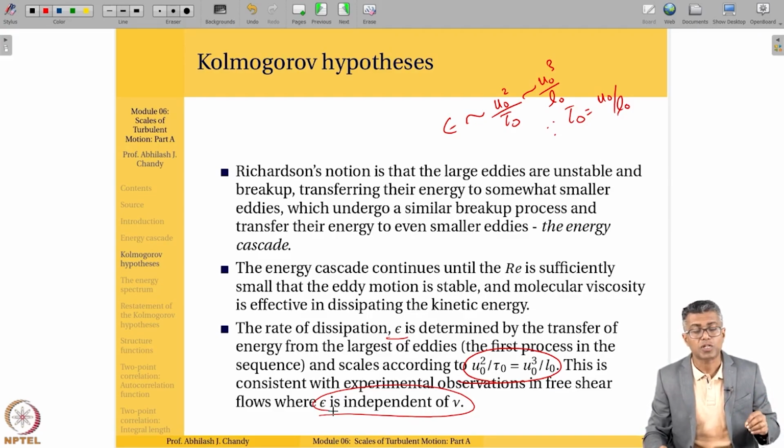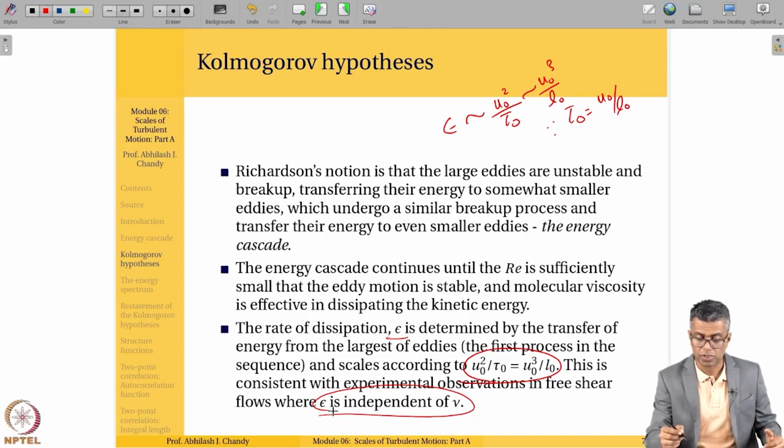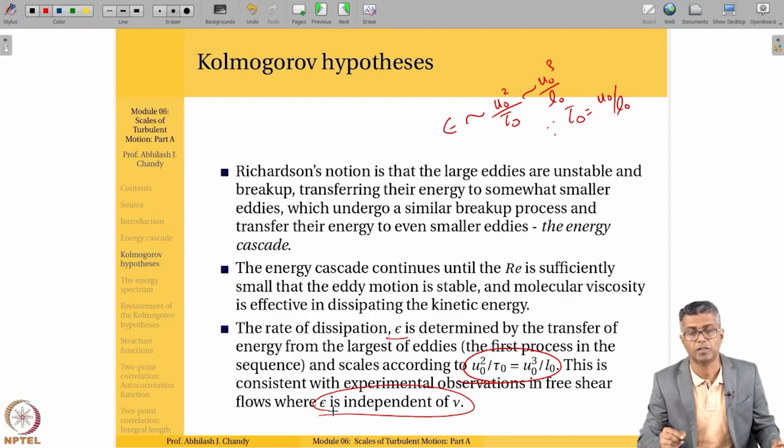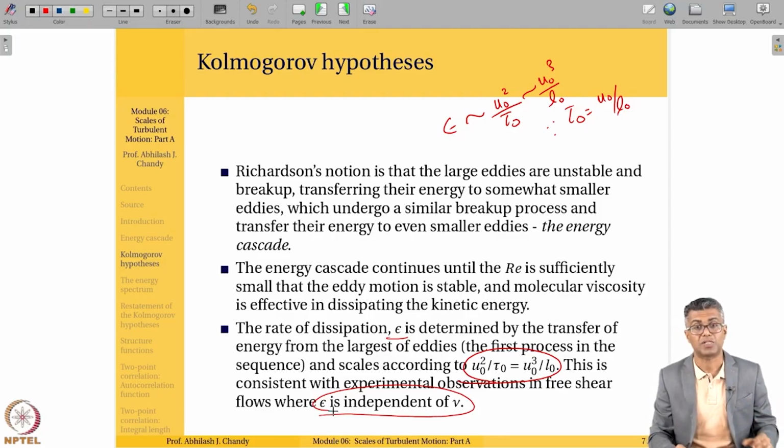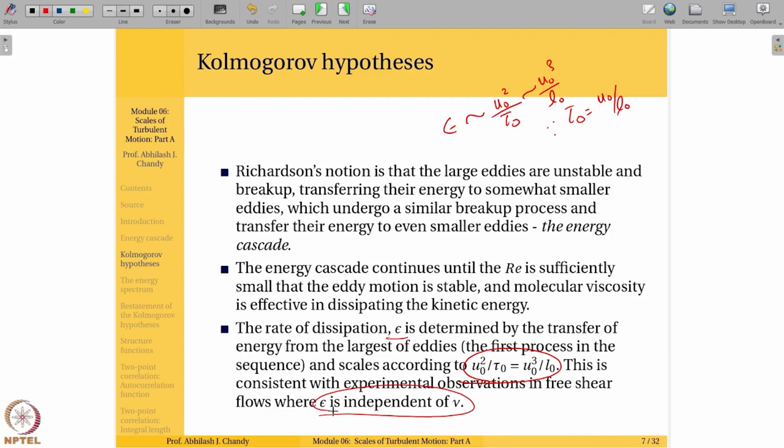And so if you just use an order of magnitude analysis for dissipation, epsilon turns out to be equal to u0 cubed over L0. And it turns out that it is independent of viscosity. Viscosity is not there in the term. So what we are saying is that the dissipation rate is independent of viscosity at these scales.